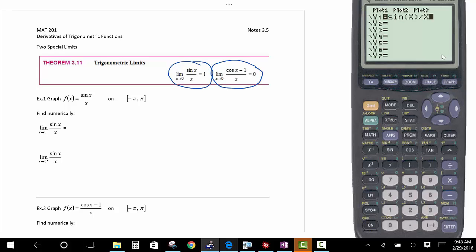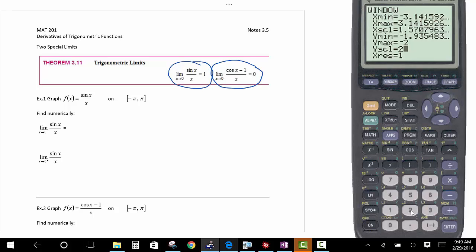Once you get that put in, go to your window and put in negative pi, and then it'll crunch it out for you. Then put in pi. We don't need to scale it by anything, it doesn't really matter. Maybe pi over 2, but it doesn't matter for what I'm going to show you anyway. And for the y values, let's go negative 2 to 2, and then you should be able to see what I want you to see on the graph.